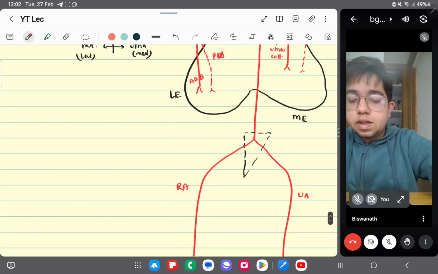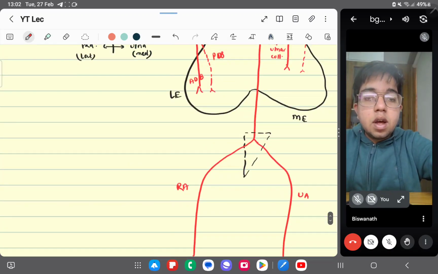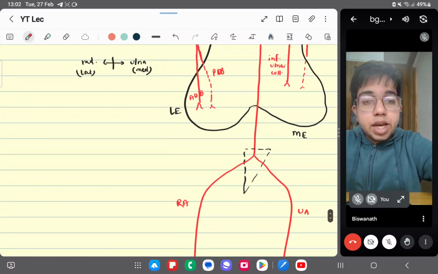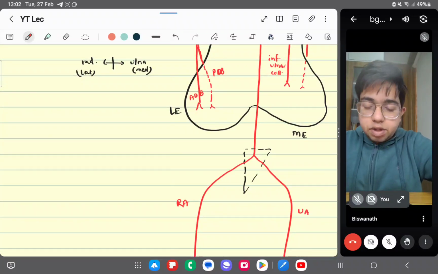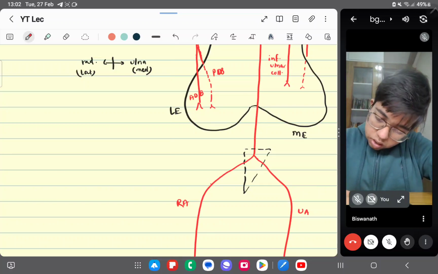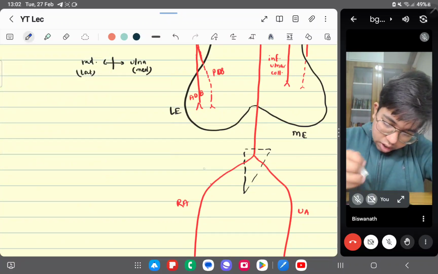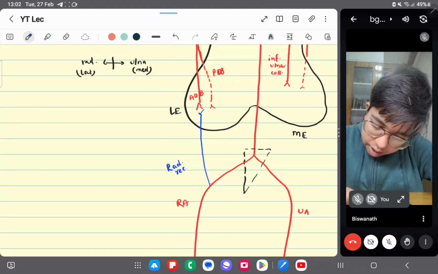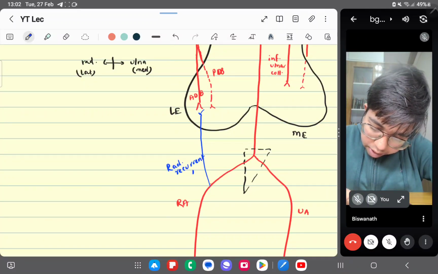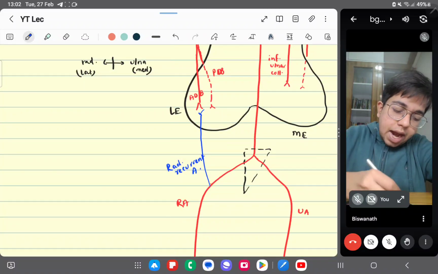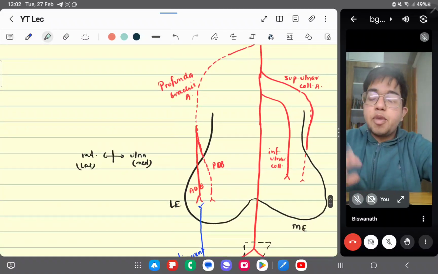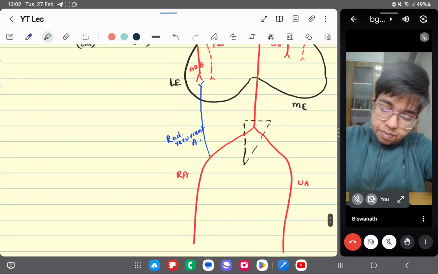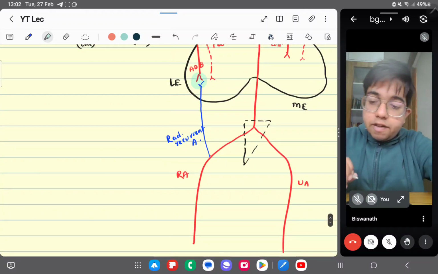We will need this in the elbow anastomosis. So from the radial artery, there will be a radial recurrent artery which will be moving upwards. Let's draw it in blue. This is the radial recurrent artery which will be anastomosing with the anterior descending branch of the profunda brachii artery. Understood? So here we have the point of anastomosis.